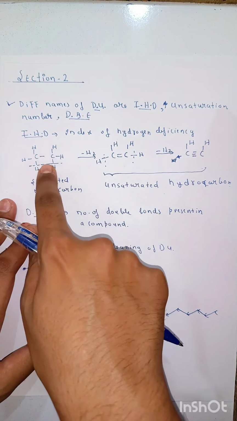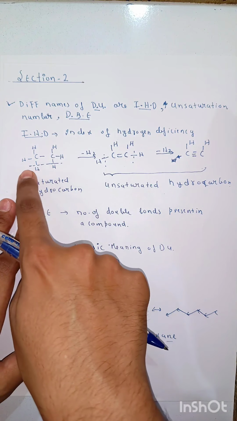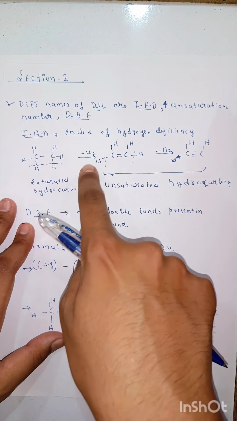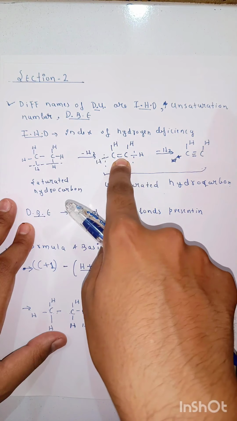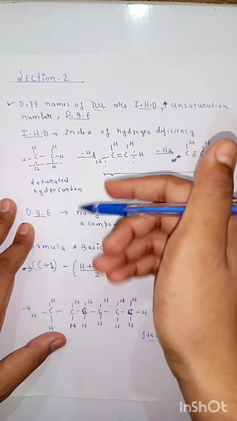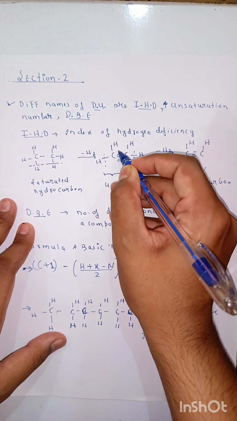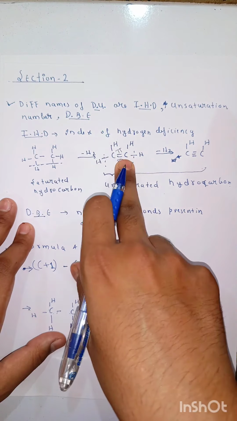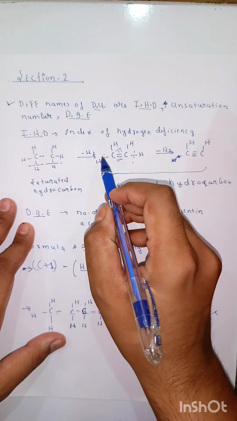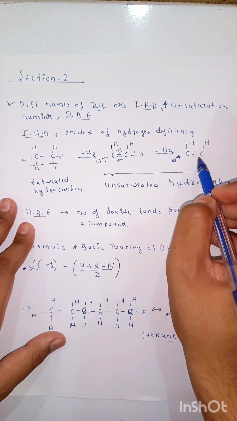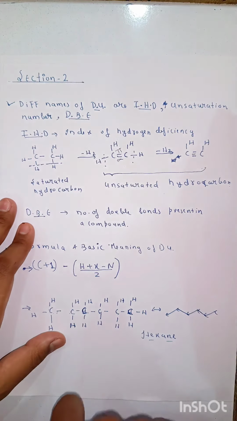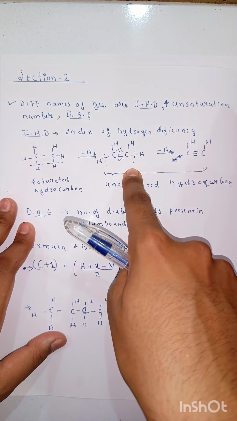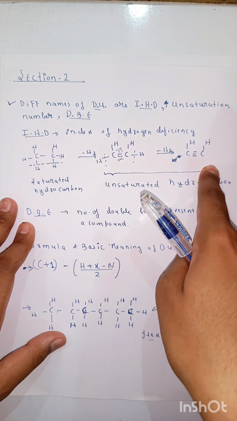This is ethane. I have removed 2H from this ethane. On removing 2H, a double bond will be created between carbon-carbon. This first bond was a sigma bond. A double bond has been created between carbon-carbon. On removing 2H further, a triple bond is created between carbon-carbon. So this is ethane, this is alkene, means ethene, and this is alkyne, means ethyne.